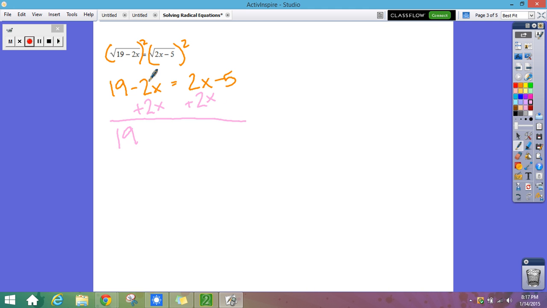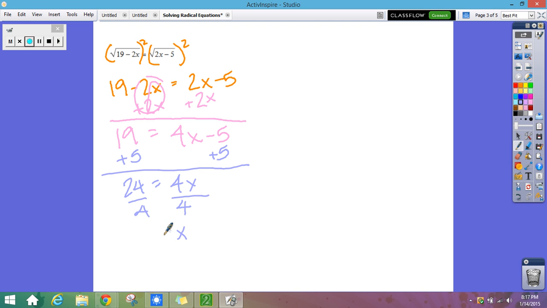And I get 19, this cancels out, equals 4x minus 5. Let's go ahead and add 5 to both sides. And we get 24 equals 4x, dividing by 4 to solve, x equals 6. Okay, time to check. So we have the square root of 19 minus 2x equals the square root of 2x minus 5. And so my solution was 6. I'm going to plug it in place of x.